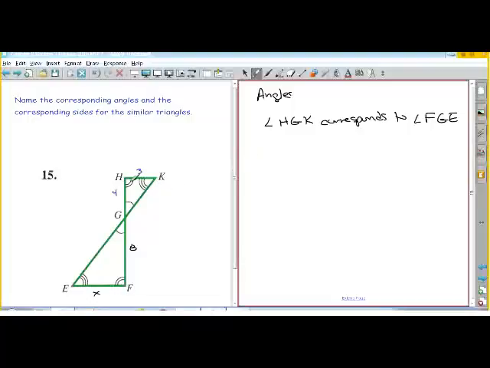And there's two other angles, so let's go to the next angle. So that's angle GHK corresponds to angle GFE.